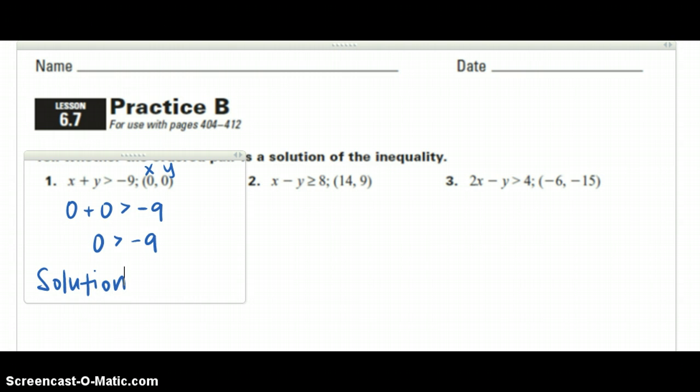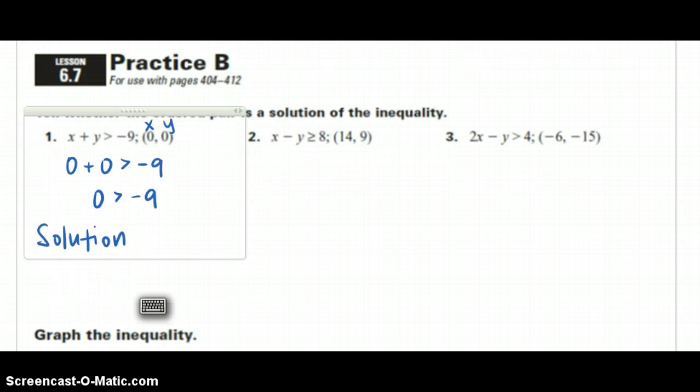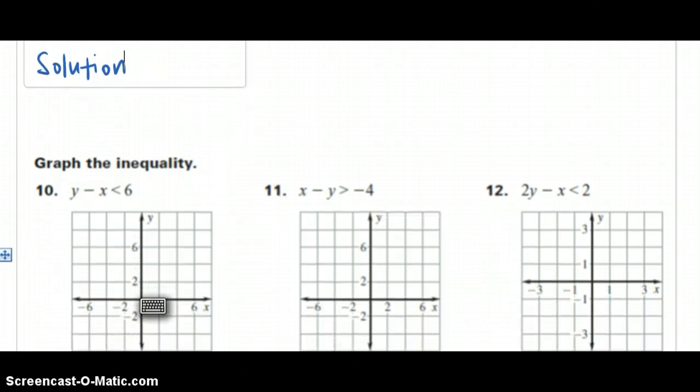Okay, that surely shouldn't have been too bad. We know that number 2 is not a solution. 14 minus 9 is 5. 5 is nowhere near greater than or equal to 8. Number 3 is left for you to work on your own.